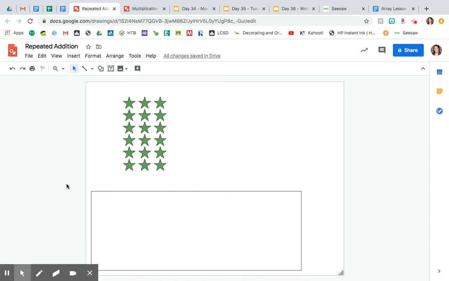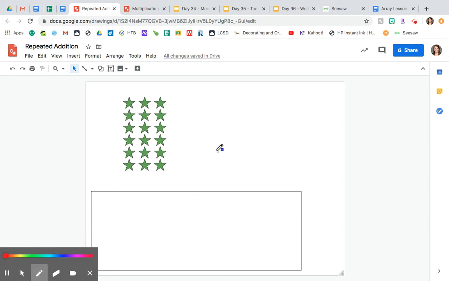We've been talking about arrays, and we talked about identifying those rows and columns and how many objects we had in all. Today we're going to move past that a little bit and work on writing repeated addition sentences for our arrays.